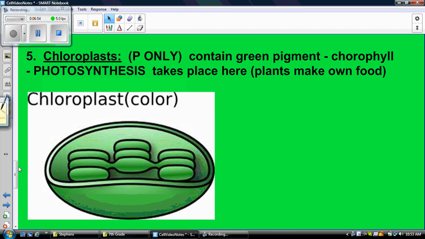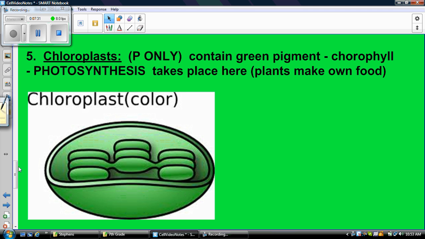Okay, so chloroplasts, notice they're only found in the plants. Now, chloroplast is the only organelle that is a color, and it's green. So obviously, because humans are not green, we don't have chloroplasts. Okay, plants, however, are green, and therefore they have chloroplasts. They contain a green pigment called chlorophyll, and chloroplast is where the process of photosynthesis takes place, where plants can make their own food. Now, animals cannot. We cannot make our own food. Plants are very special that way. They can make their own food.